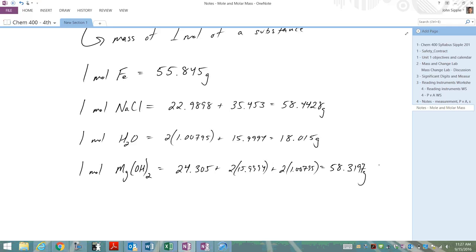So before we move on from here and actually put the mole to use, we want to practice calculating molar masses for substances. I've got a little worksheet that we'll do for practice, and that's what we're going to do.